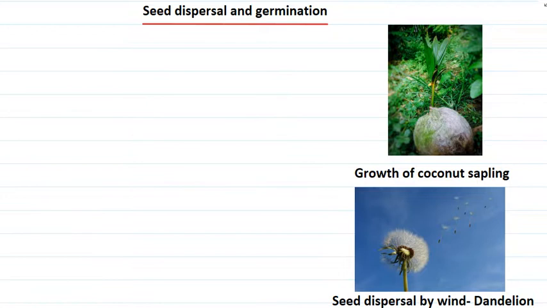This seed remains enclosed. Enclosed by what? It is enclosed by a protective layer called the seed coat. So when ovules mature they form seeds, and these seeds are enclosed by a protective layer called the seed coat.